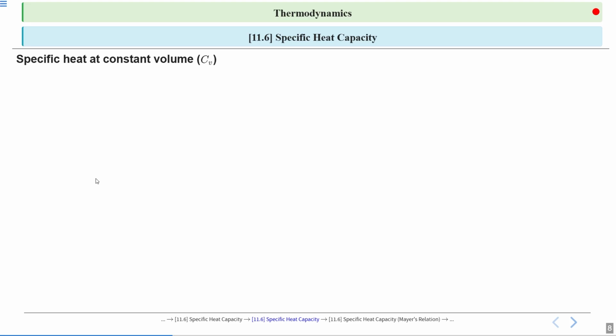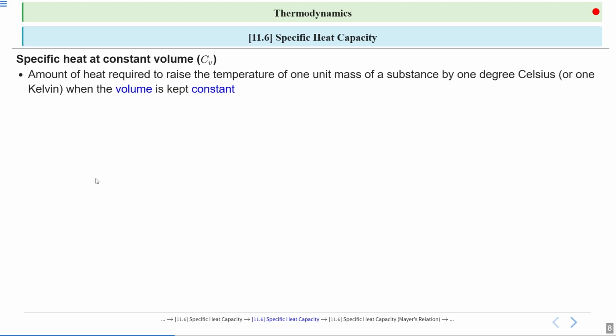Specific heat at constant volume. So here, volume is kept constant. Let's see the definition: the amount of heat required to raise the temperature of 1 unit mass of a substance by 1 degree Celsius when the volume is kept constant. The important point is that the volume is constant. So volume is held constant, so we can say delta V is equal to 0. No volume change.